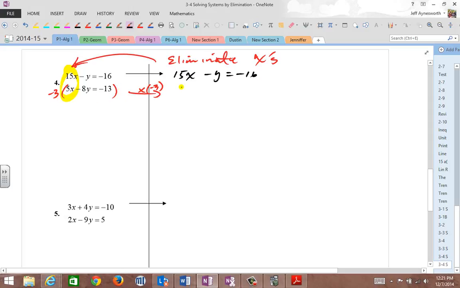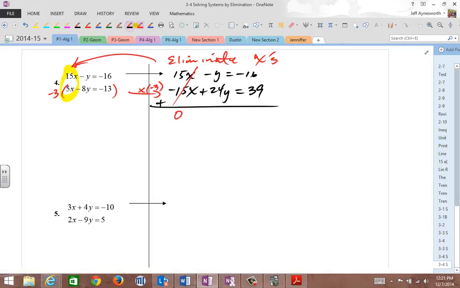So negative 3 times 5x is negative 15x. Negative 3 times negative 8y is plus 24y. And negative 3 times negative 13, that's just 39. Add vertically. Opposites always add to 0. And you get 24y minus y is 23y.